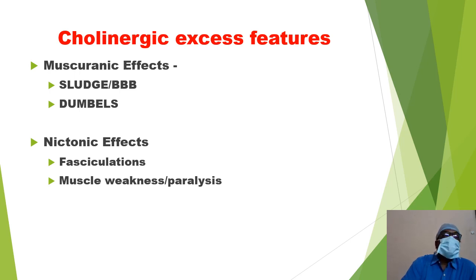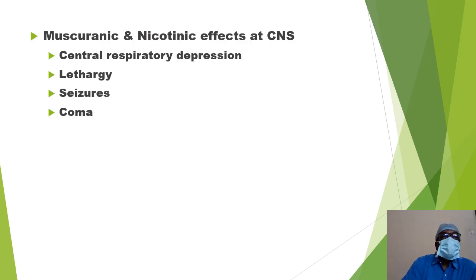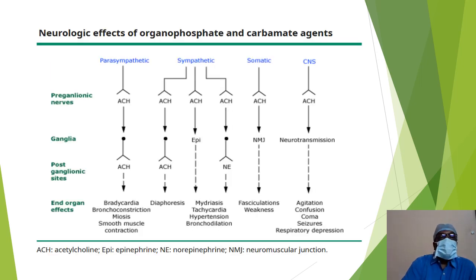They are given by two mnemonics, SLUDGE BBB or DUMBBELS, the details of which are beyond the scope of this discussion. And nicotinic effects like fasciculations, muscle weakness, and paralysis. There are some combined muscarinic and nicotinic effects at the CNS like central respiratory depression, lethargy, seizures, and coma. So this is a slide showing the neurological effects of organophosphorus and carbamate agents.